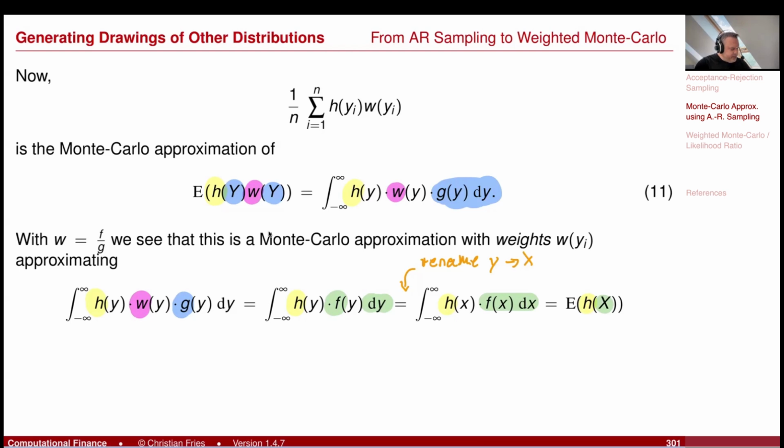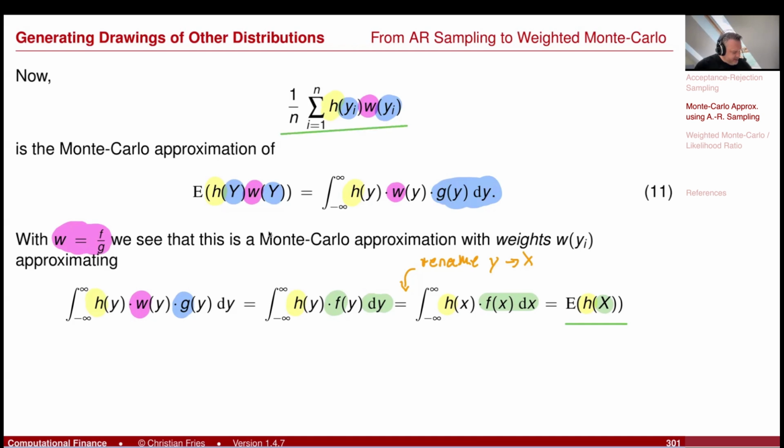We can take a sequence, a random number sequence y. Y has a different distribution. And we multiply all our results with the weight w. W being f divided by g, the ratio of the two densities. Okay, and then we average this term, and this is a Monte Carlo approximation of expectation h of x. Yeah?